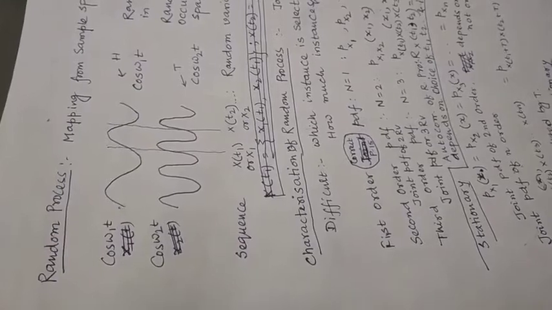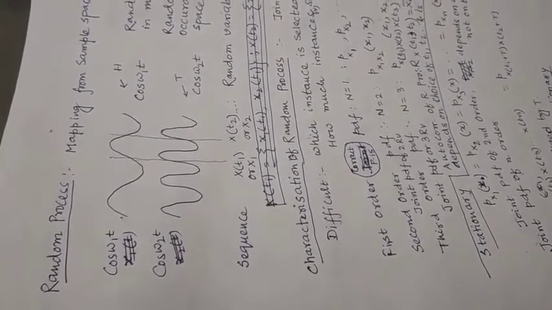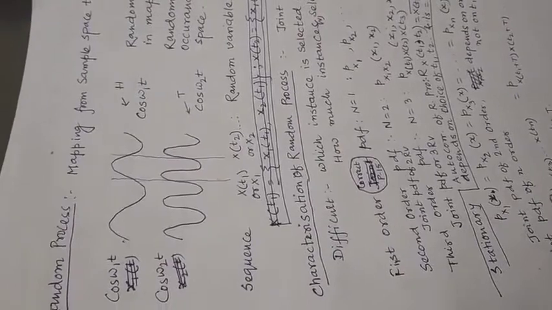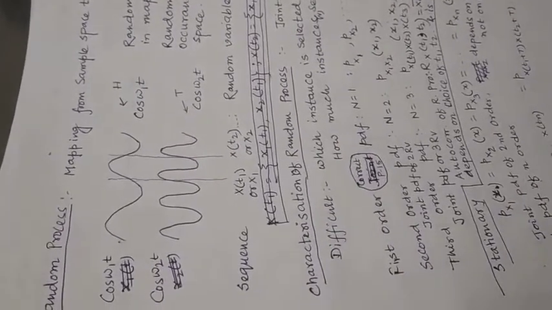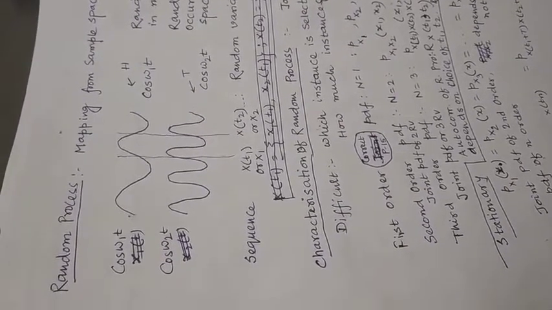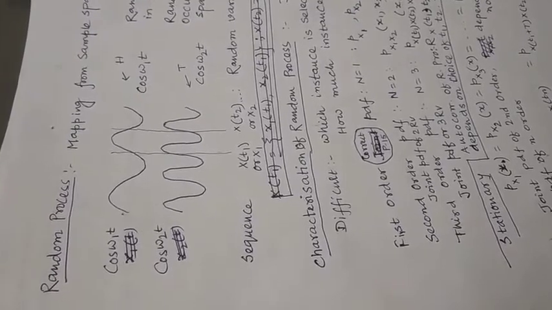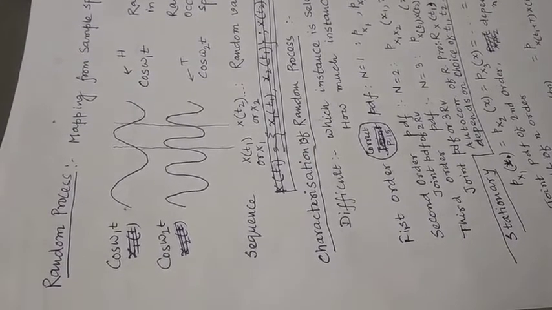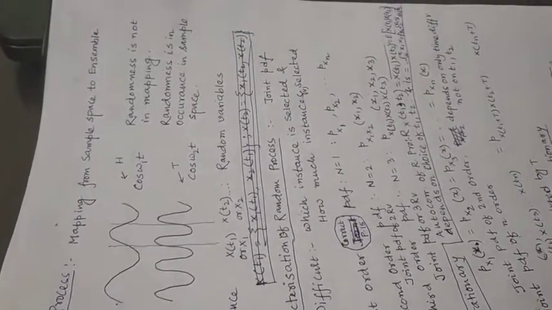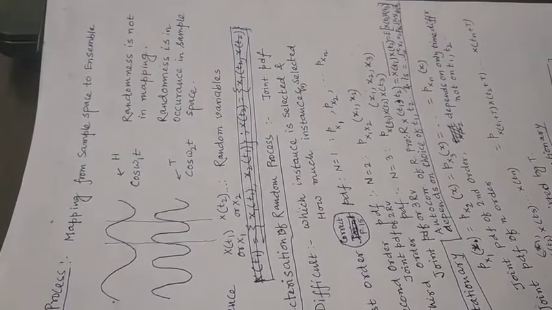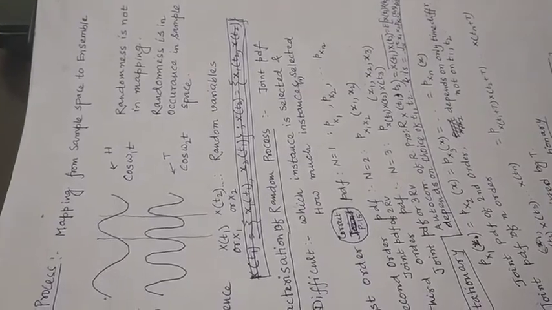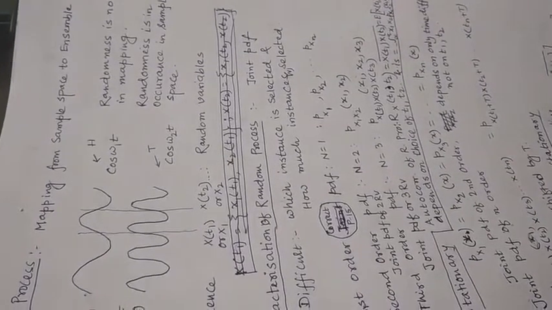In the previous class we discussed random variables and the different methods to characterize them. Today we will discuss random processes, their different types, and how they are characterized. The main difference between a random variable and a random process is that, when we map the sample space onto the real line, these are numbers.